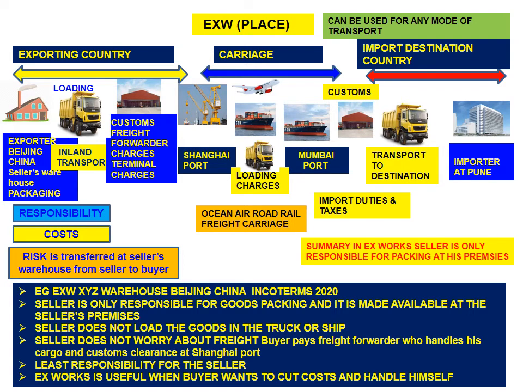So in short, I will summarize Ex Works. It is the place. What is the place? The exporter's warehouse. And the least responsibility is on the seller. Where is the risk transferred? At the seller's warehouse. And all the rest, the ocean charges, the customs duty charges, the transportation charges, everything is borne by the buyer. So the seller has the least responsibility in Ex Works.